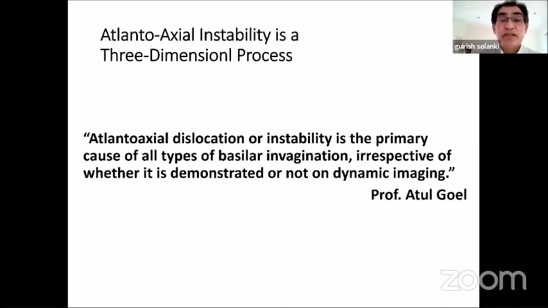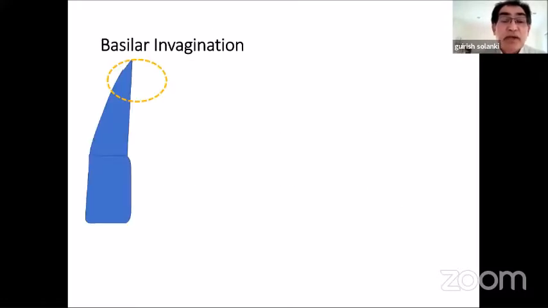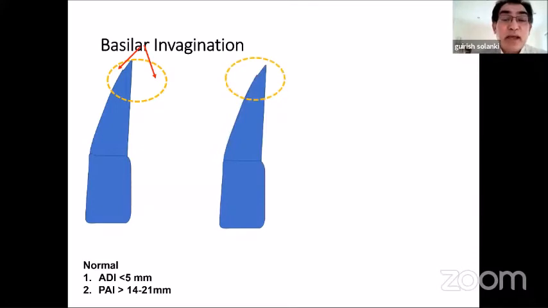And this is well described by those who take an interest in this area, like Professor Goel, that atlantoaxial dislocation or instability is the primary cause of all types of basilar invagination, irrespective of whether it's demonstrated or not on dynamic imaging, because often what happens is initially you can measure the herniation. So this is a normal situation. For example, the atlantodens interval is less than 5 millimeters and the posterior atlantodens interval is 14 to 21. But this is the abnormal situation, there is an increase in atlantodens interval.